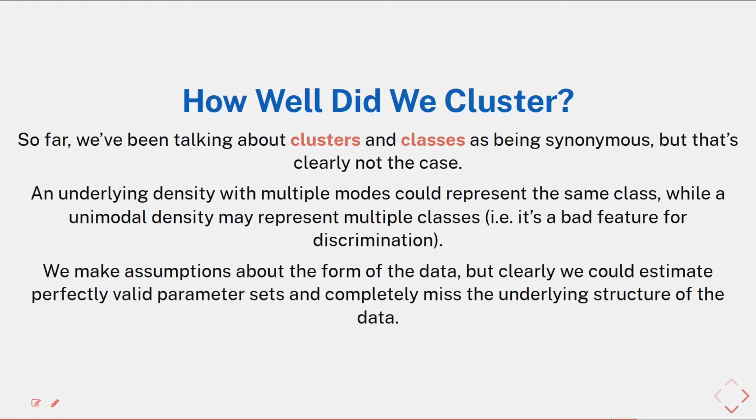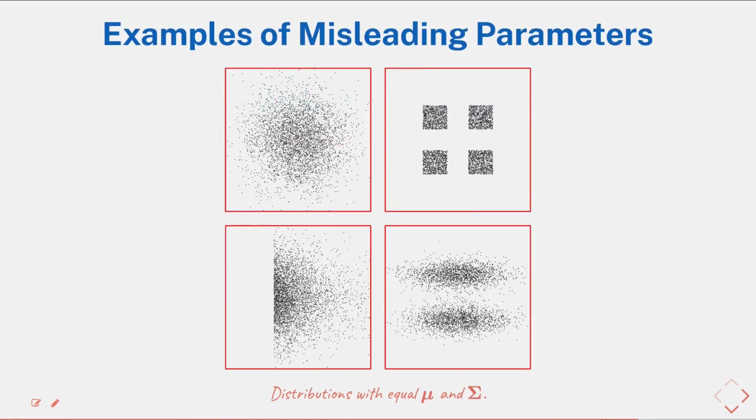We make a lot of assumptions about the form of the data, but clearly we could estimate perfectly valid parameter sets and completely miss the underlying structure of the data. Okay? Here's a good example of that. Each of these clusters has exactly the same mean and standard deviation. And it's designed to illustrate the fact that you can't rely on the parameters to actually define your clustering. So the question that we come up with is, how do we know if we've got a good cluster? Okay, and that's what we're interested in.